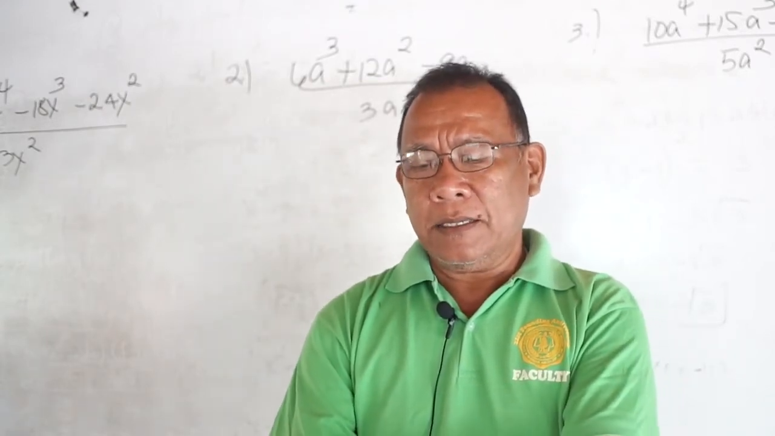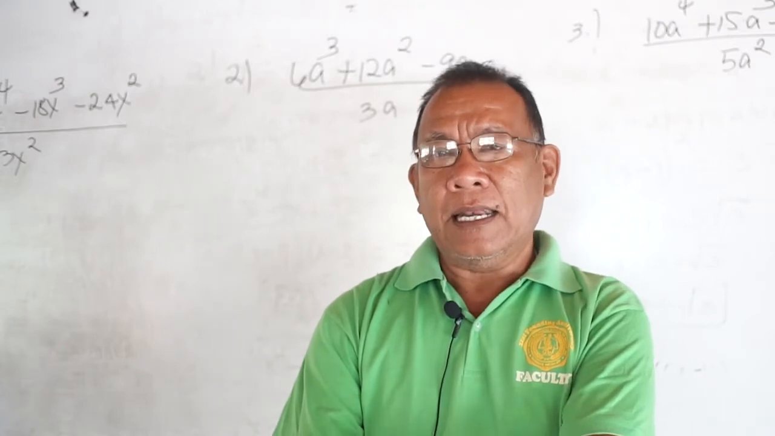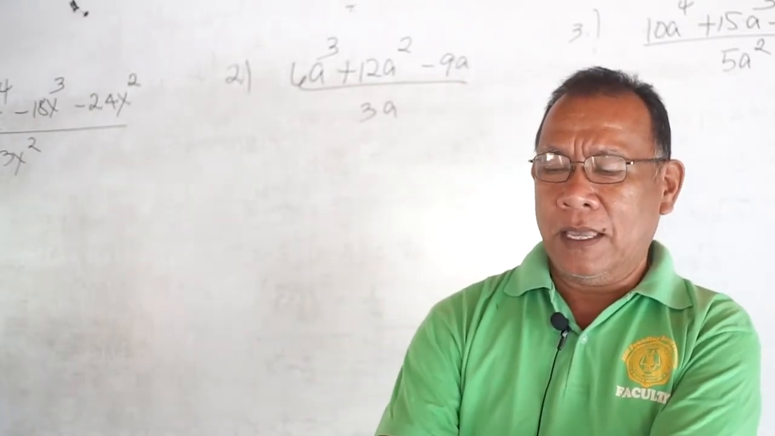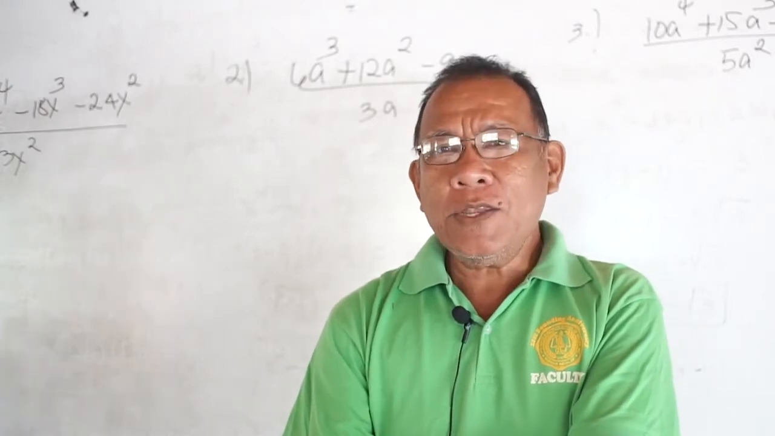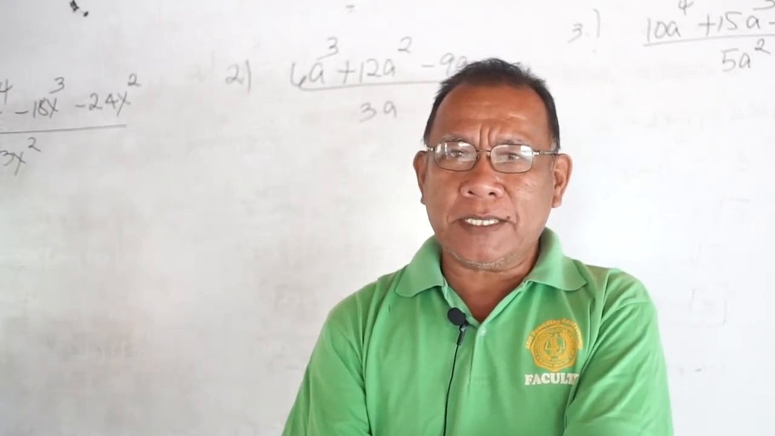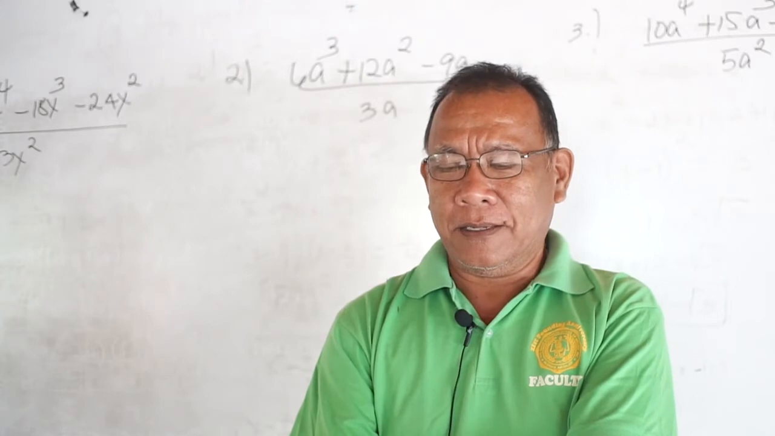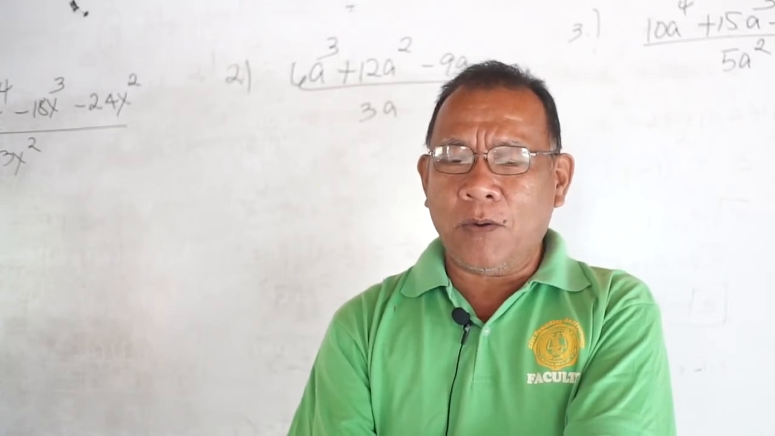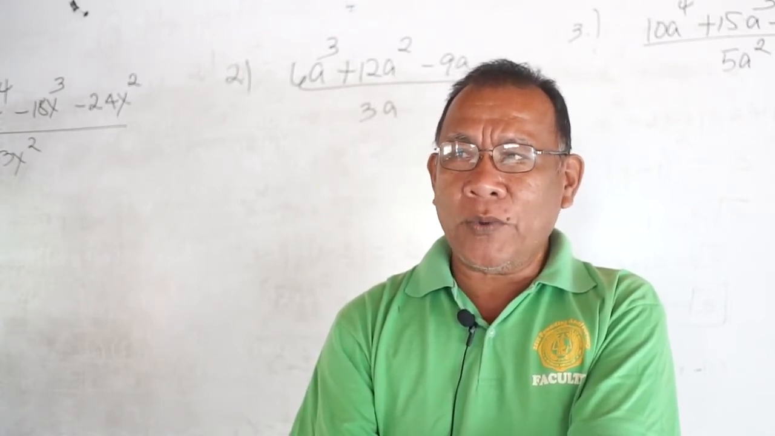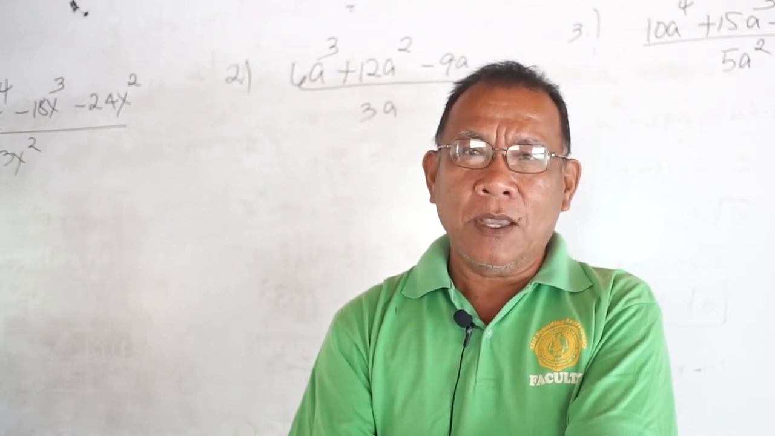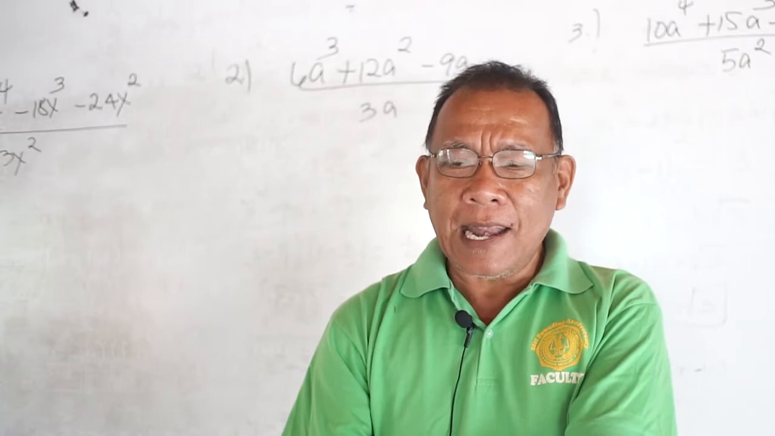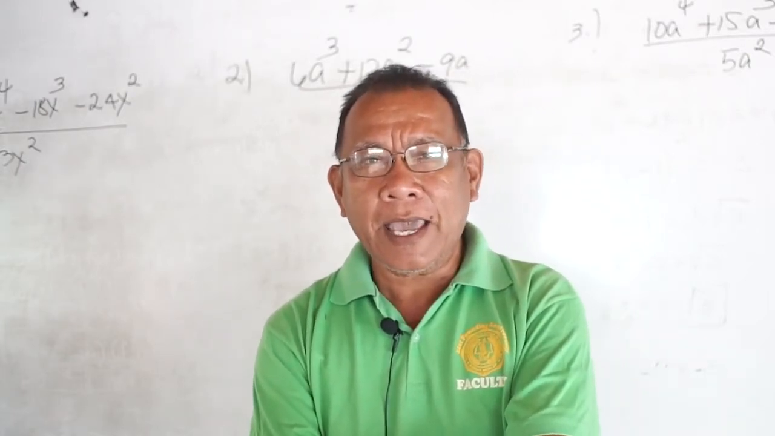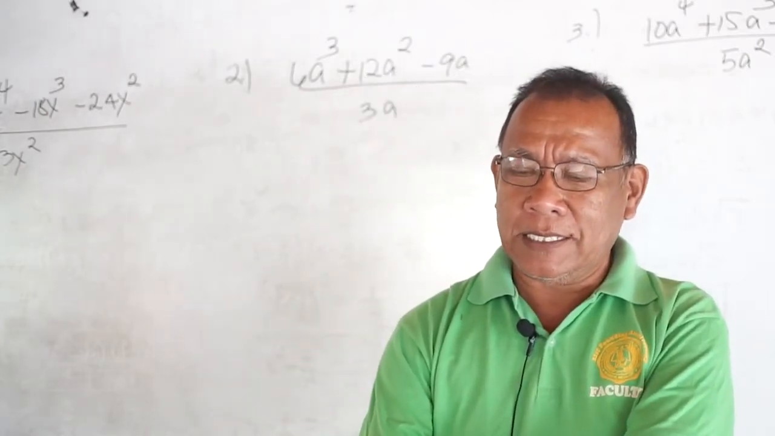Before we proceed, let us have a review in dividing signed numbers. When you divide two numbers having like signs, the sign of the quotient is always positive. When you divide two numbers having unlike signs, the sign of the quotient is negative.